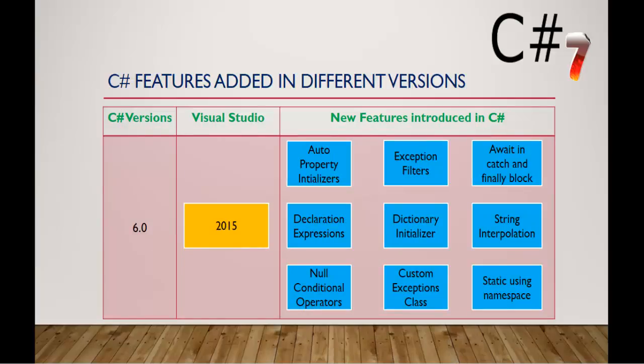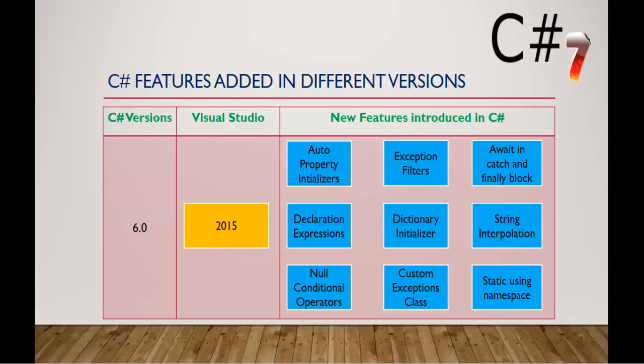You can observe here we have 9 features in C Sharp version 6, released with Visual Studio 2015. The features were auto property initializers, exception filters, await in catch and finally blocks, declaration expressions, dictionary initializers, string interpolation, null conditional operators, custom exception classes, and static using namespace. These are the new features introduced in C Sharp version 6. If you want to learn more about them, you can refer to my separate video series for C Sharp version 6 features.